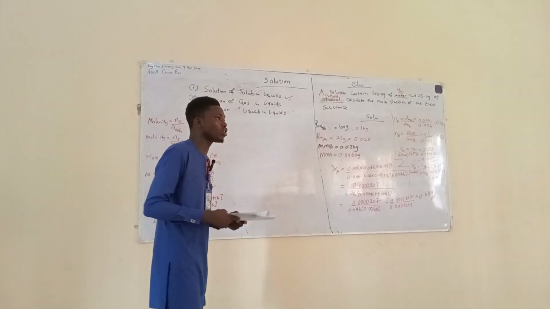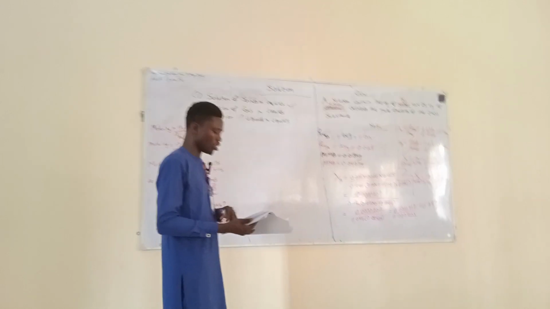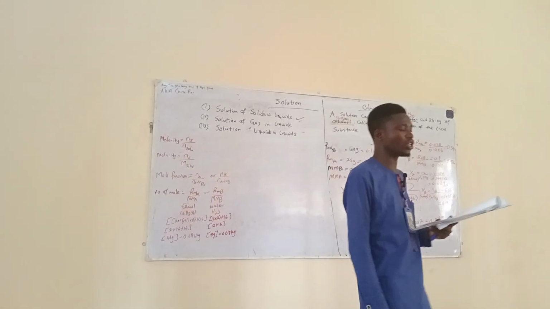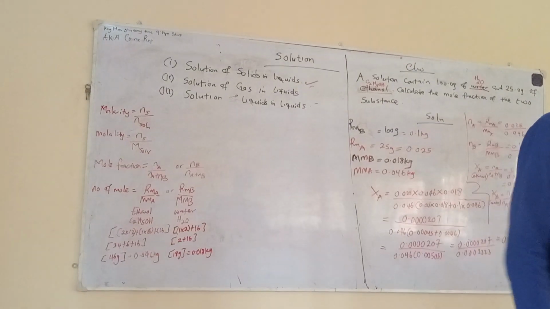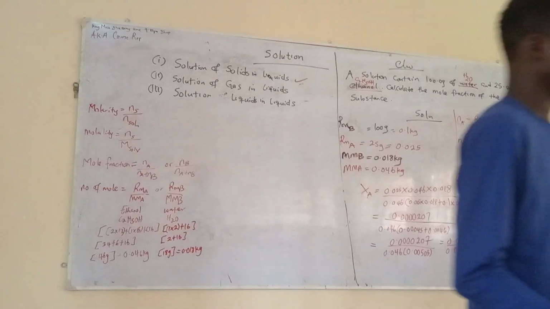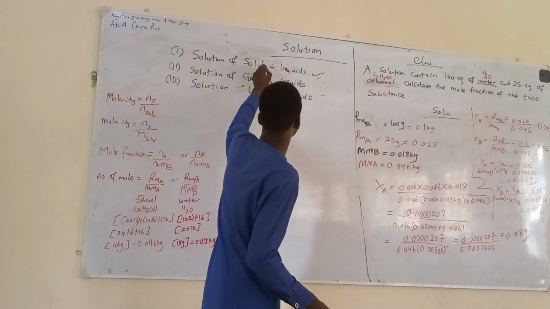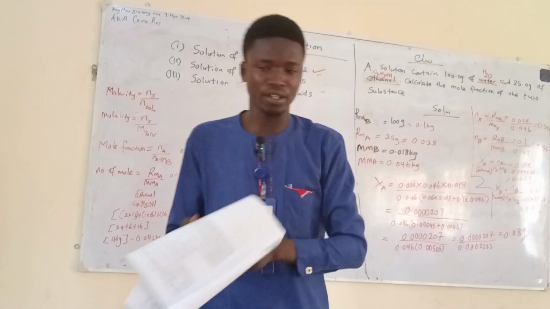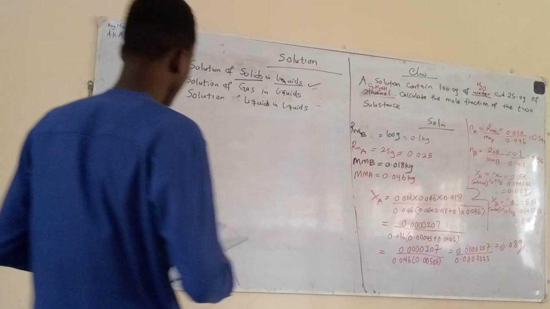On solution of solid in liquids. Solution of solid in liquids. Listen, in a solution of solid in liquids, the liquid is referred to as the solvent, and the solid which is dissolved is known as the solute. So if I say a solution of solid to liquid, that means this is the solute and this is the solvent, respectively. The first one I mentioned is the solute, the second is the solvent.